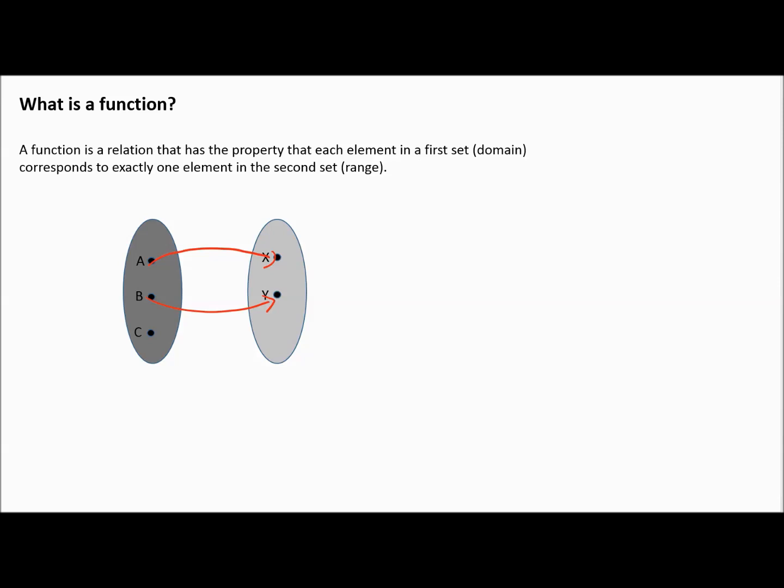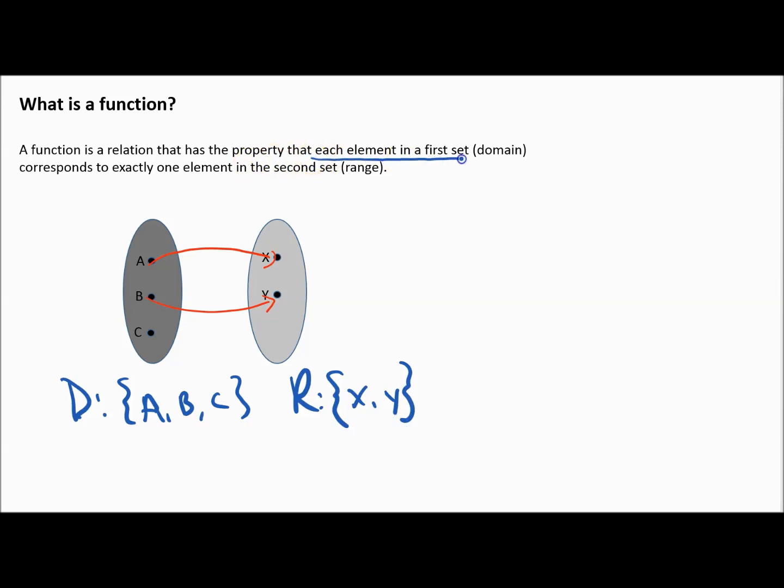And then the last example that I have with these diagrams has a domain of A, B, C, and a range of X and Y. Now the question is, does this define a function? In other words, each element in the first set corresponds to exactly one element in the second set.